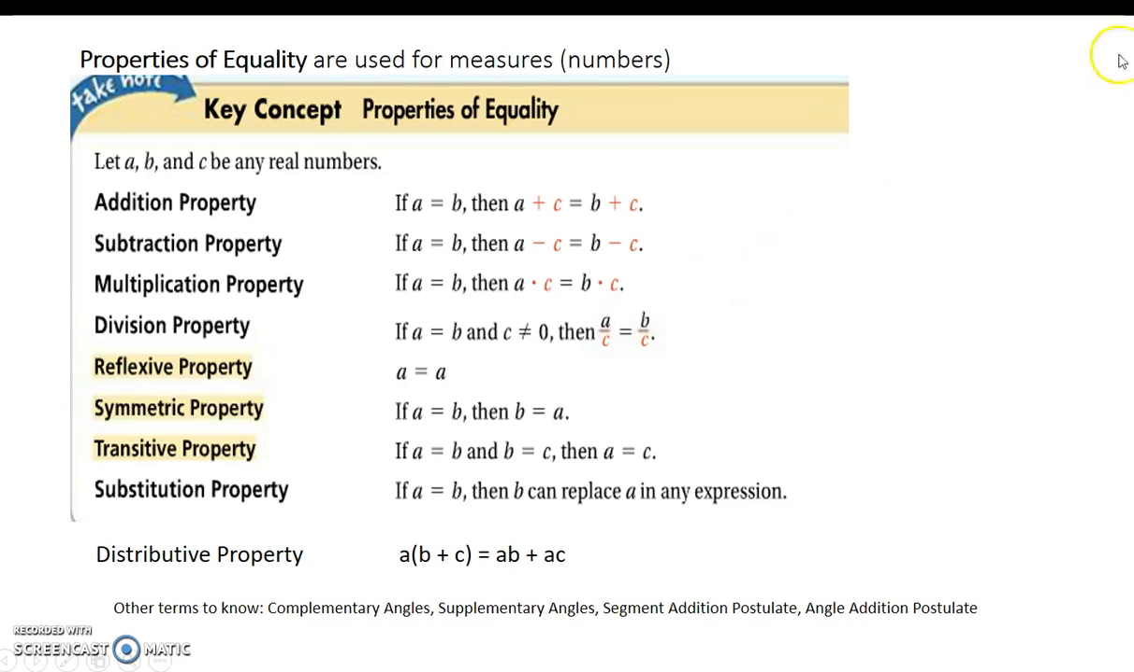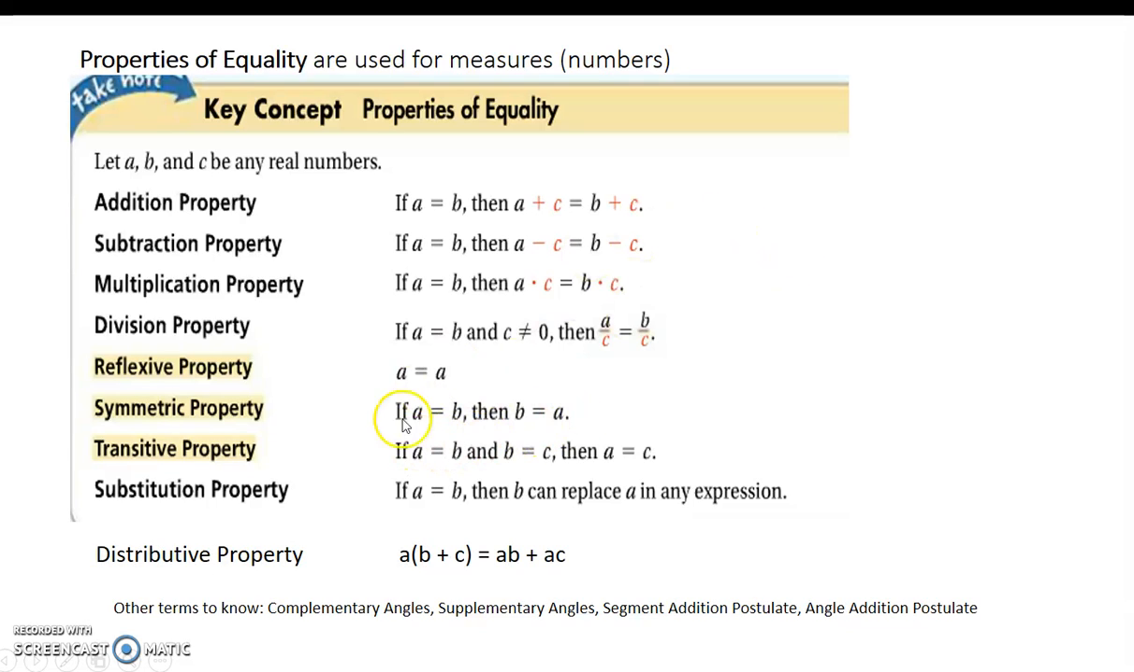Some are going to be kind of familiar. These first four just kind of tell us that it's okay to add, subtract, multiply, or divide by the same number on either side of an equation. These three down here are maybe a little bit new. We don't use them necessarily a ton, but the reflexive property just says that something is equal to itself. The symmetric property just says that we're allowed to flip-flop an equality.